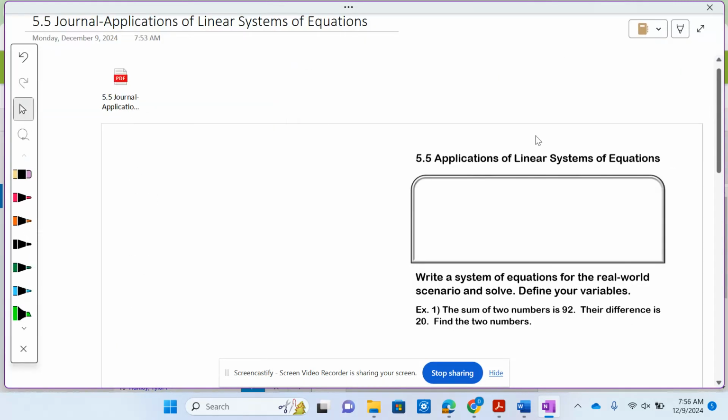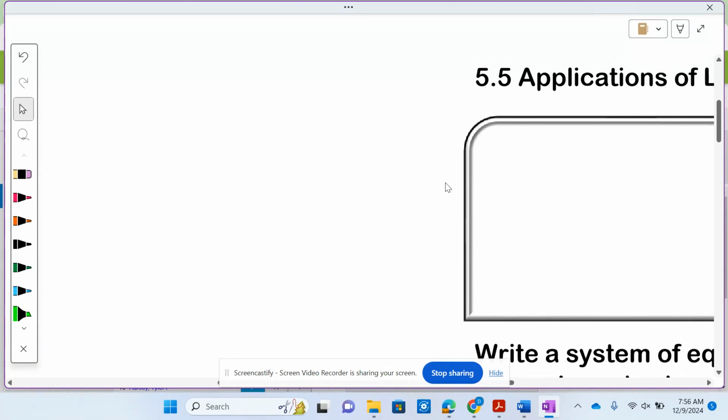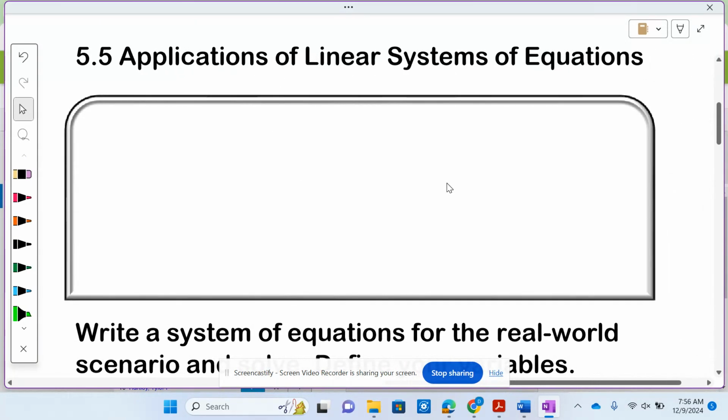Okay. So today we're talking about applications. We've talked about that word applications before. What's the word applications mean? It means we're applying what we learn. So typically when we see that we're going to do applications, it means what kind of problems?